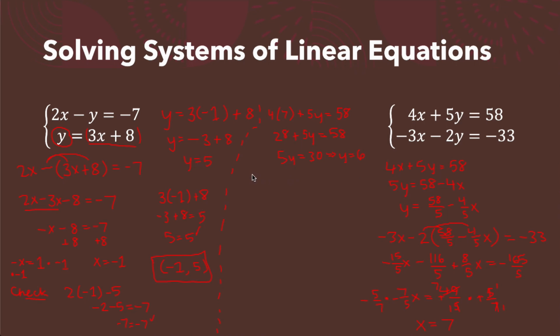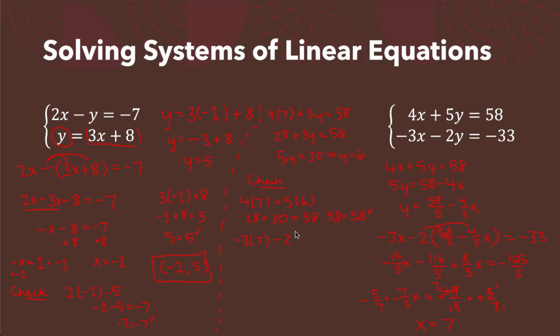Now we check. Let's plug it in to both the equations. 4 times 7 plus 5 times 6 is equal to 28 plus 30, which is equal to 58. 58 equals 58. So that's good.